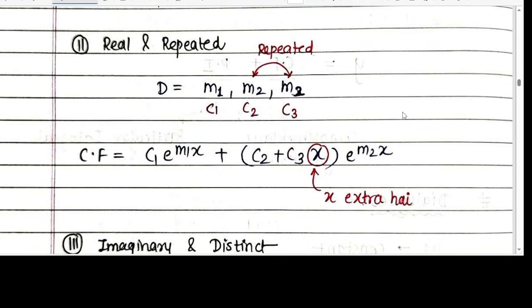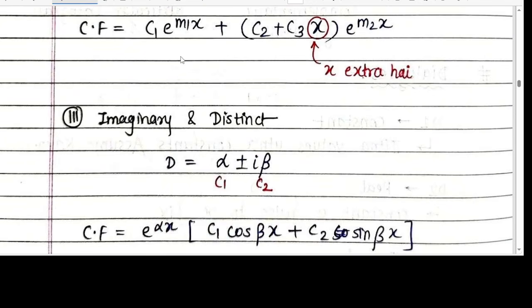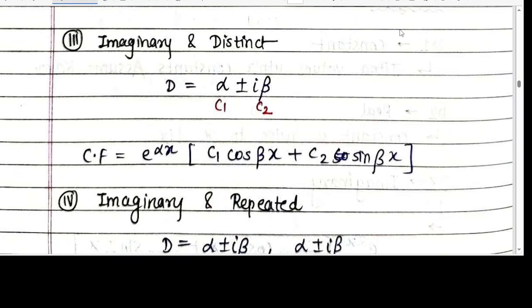Next, suppose the roots are real and repeated. I have considered here m1, which is distinct, but m2 and m3 are real and repeated also. They are equal. So we can write c1 e raised to m1x, this is not repeated, but here m2 is repeated, so we can write c2 plus c3x, e raised to m2x.